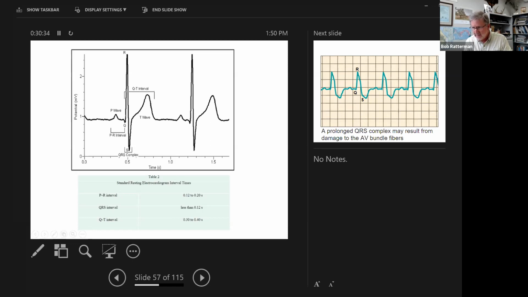So 0.12 is the same as 120 1,000ths of a second. So milliseconds is often what they use. You can use seconds too. The QRS complex, which is from Q to the end of S, should fall somewhere less than 120 milliseconds. And then this QT interval, from the beginning of Q to where T comes down to the baseline, should be between 300 and 400 milliseconds.